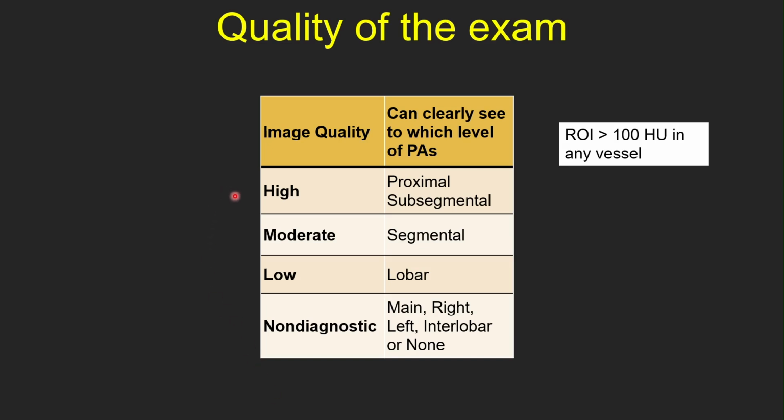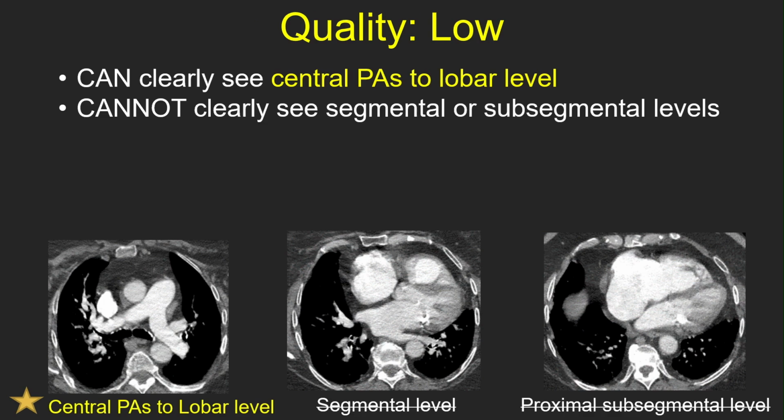We have high, moderate, low, and non-diagnostic quality categories. High and moderate qualities are fine. On a low quality exam, we see only the central PAs to the lobar level, but not the segmental or the subsegmental levels. If the provider has low suspicion, this often suffices. But if high suspicion, the provider may request a repeat CTPA or a lower extremity venous ultrasound.